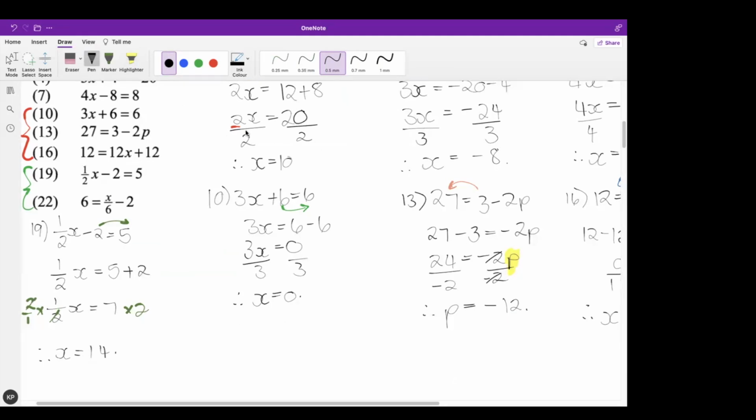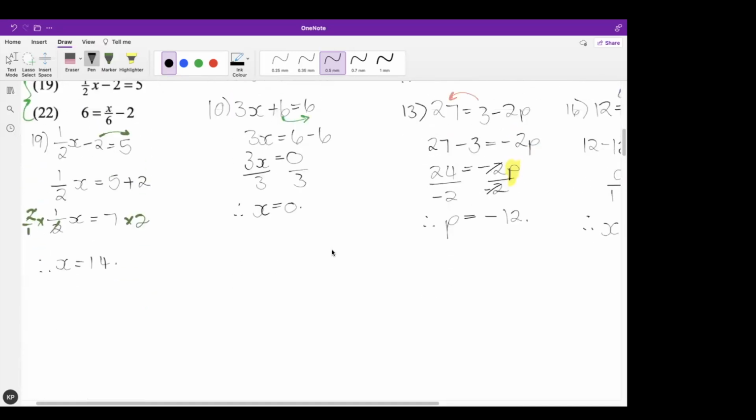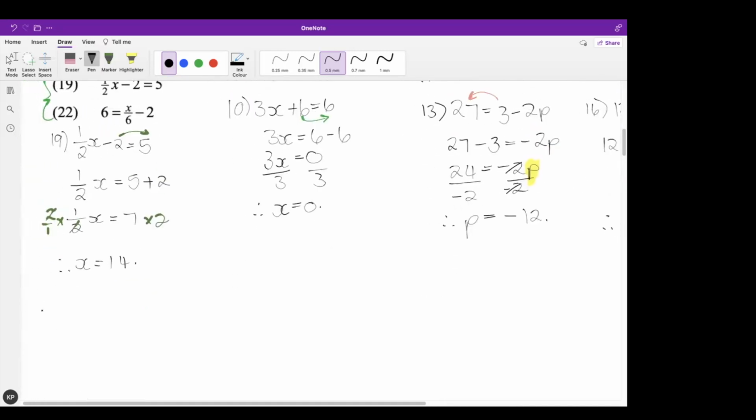Okay, I'm going to do it and then you guys check your answers and you'll tell me which one you got right. All right, let's check 22. 22 says 6 is equal to x divided by 6 minus 2. This time, I'm going to start by multiplying by 6 everywhere to get rid of this denominator. I just want to show you that it doesn't matter what you start with. These 6's will cancel out.